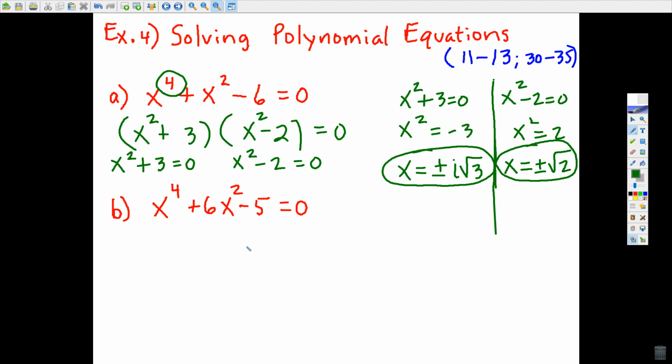Any ideas? Factors of -5 that add up to +6? No, there are no factors of -5 that add up to +6. So at this point, the only way we could solve this is by factoring. That's going to change in a little while, but for now that's the only way.